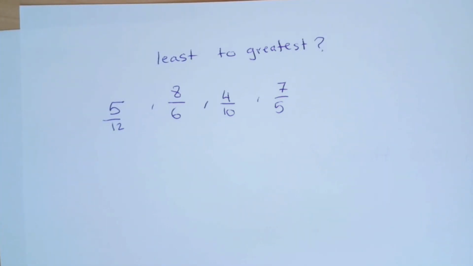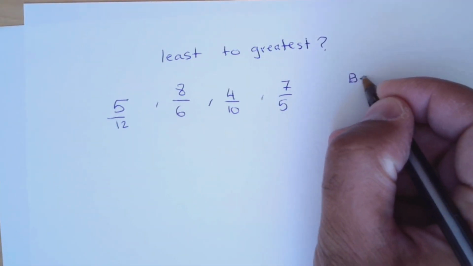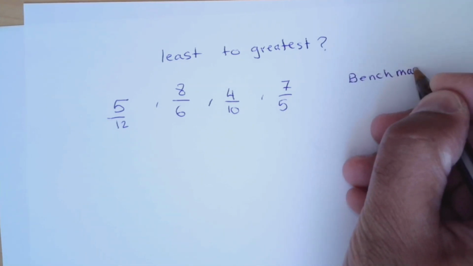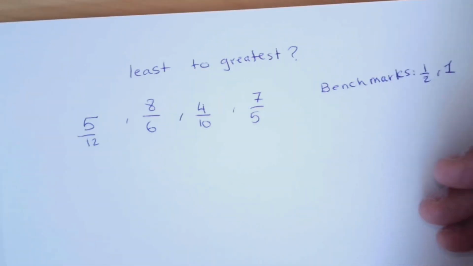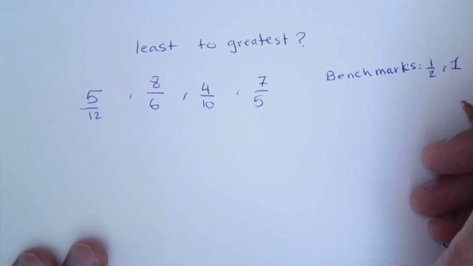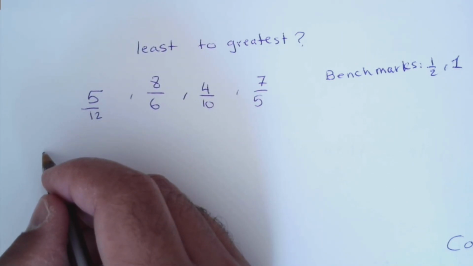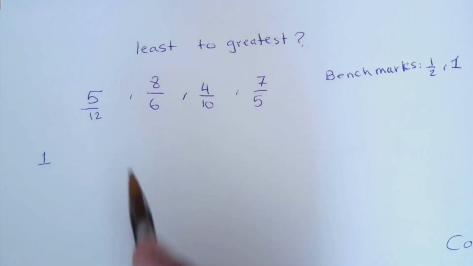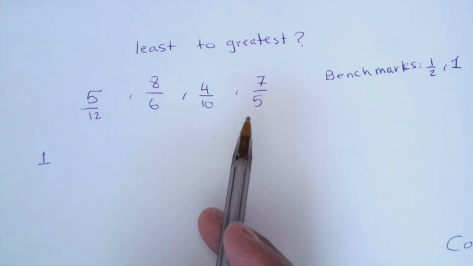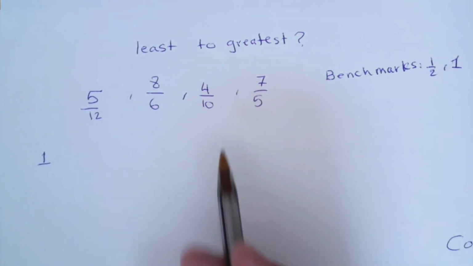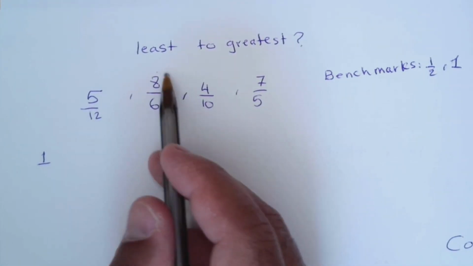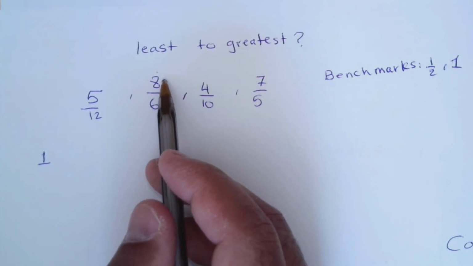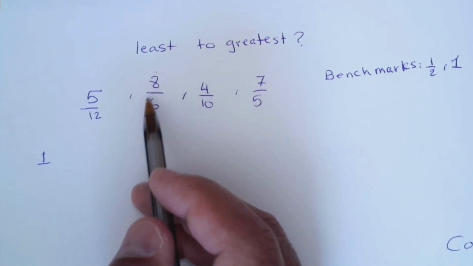Remember the strategies we have learned, okay? So the first one we can use is using benchmarks, right? So using the benchmarks half and whole, okay? So let's look at these fractions. Let's start with a whole. Do we have any of these fractions that are over a whole? And the answer is yes, we have, if this fraction is made of 6 parts and we have 8/6, this is greater than a whole.